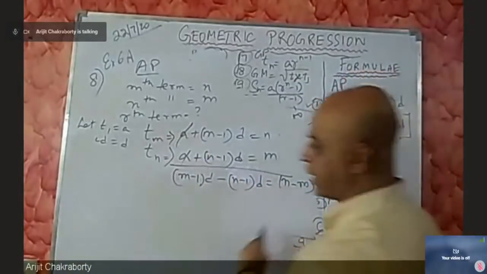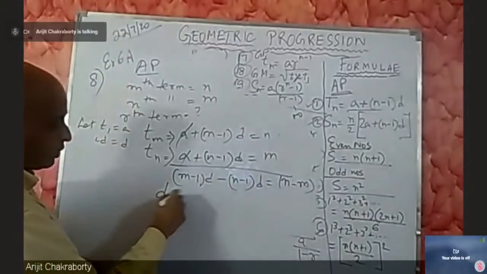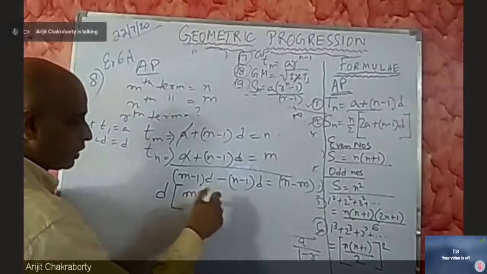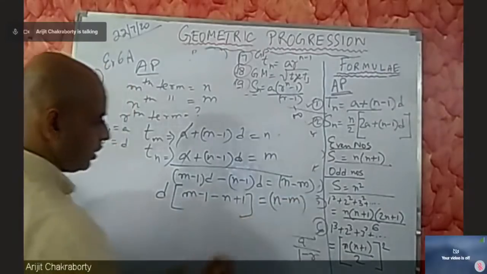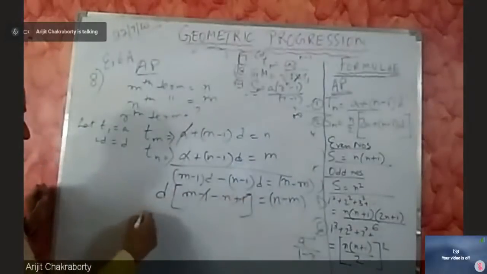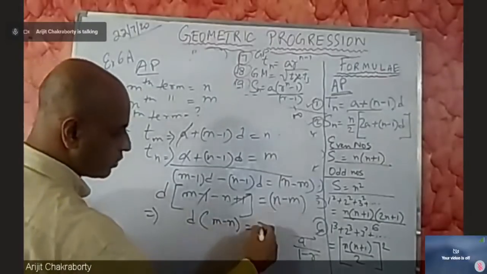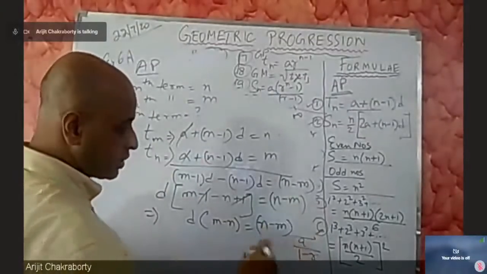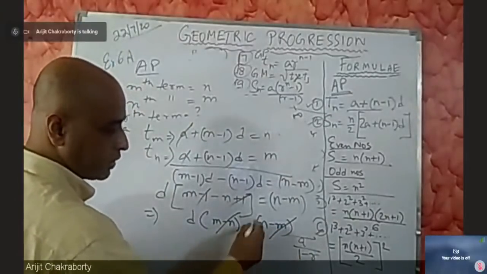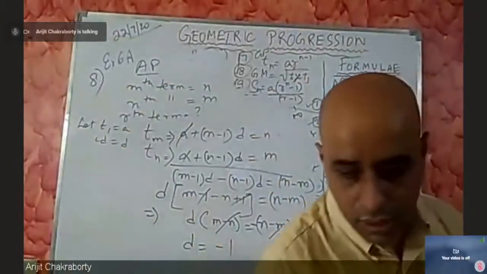So from here we are getting this expression. So m minus 1 D minus n minus 1 D. I am taking D common. So you are getting m minus 1 minus n plus 1. This is equal to n minus m. Minus 1 plus 1 cancels out. So you are getting D into m minus n. m minus n is equal to n minus m. So n minus m and m minus n is reverse. So you cancel, but there is a minus sign now, it comes up. So D will be equal to minus 1. Okay. Till now, just see if you understand. So D is equal to minus 1.